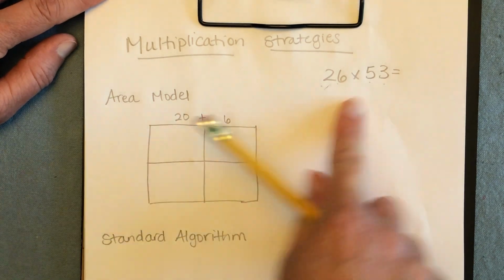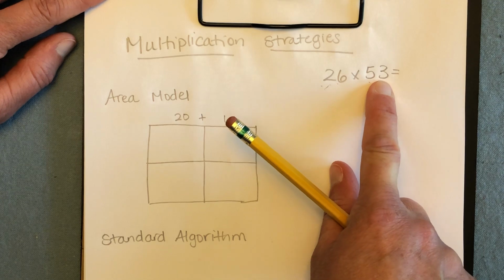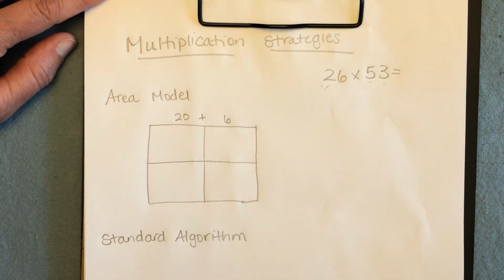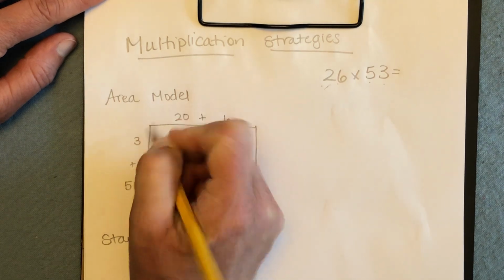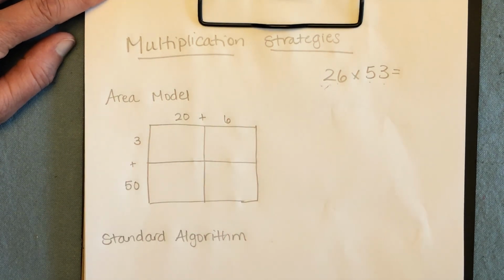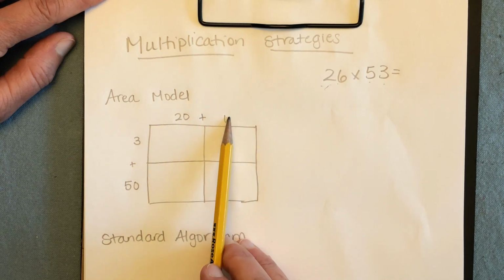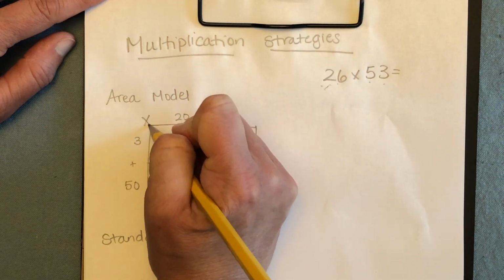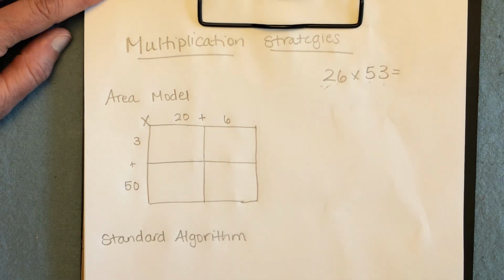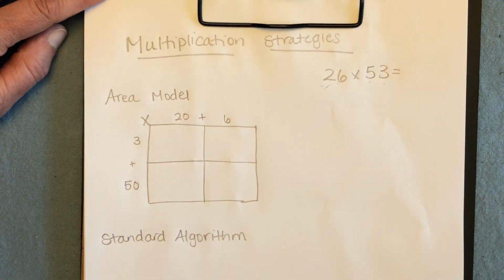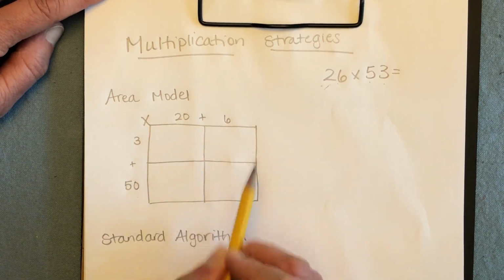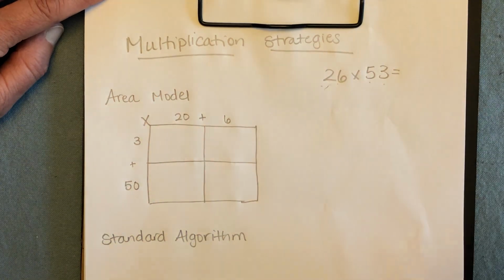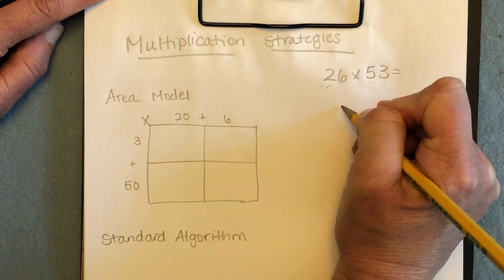Going down the side, I'm going to do the same thing with the number 53. But I'm going to do it a little bit funny. I'm going to put the 50 at the bottom and the 3 at the top. So I've got 20 plus 6, and I'm going to multiply it times 50 plus 3. Each of these boxes is going to be what we call a partial product. It's going to be part of our multiplication problem. And when we're finished, we're going to add up all of these partial products, and we're going to get a complete product. We're going to get our answer.